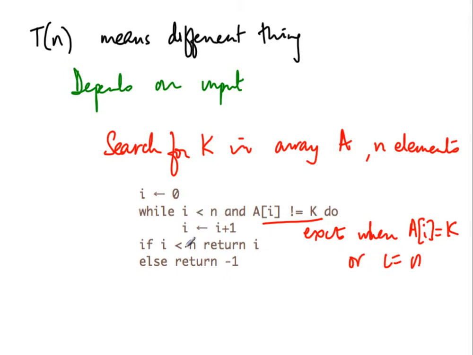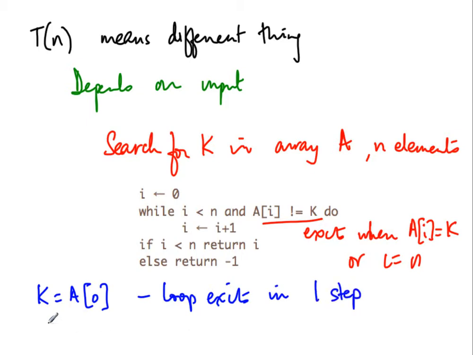And when we exit, we check whether we crossed n or not. If we reached n, that means we didn't find it. Otherwise, we found it. So if we did find it, we return the index where we found it. If we didn't find it, we return -1. Okay. So now let's see two extreme scenarios. The first extreme scenario is that k is actually equal to a0. Okay. So now the loop exits in one step.